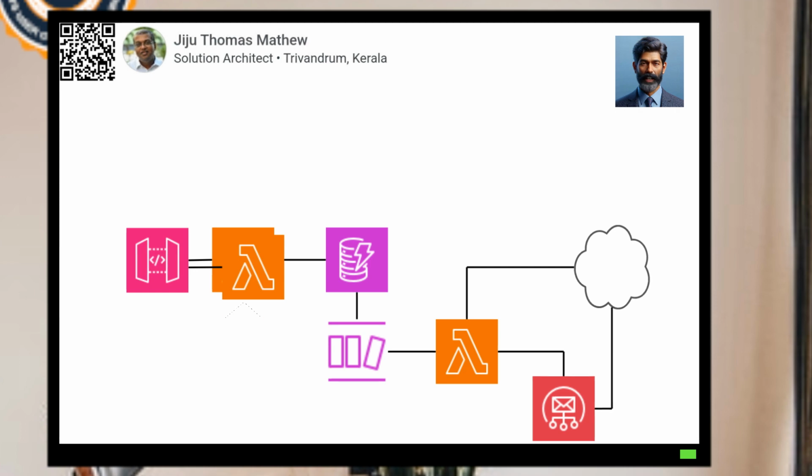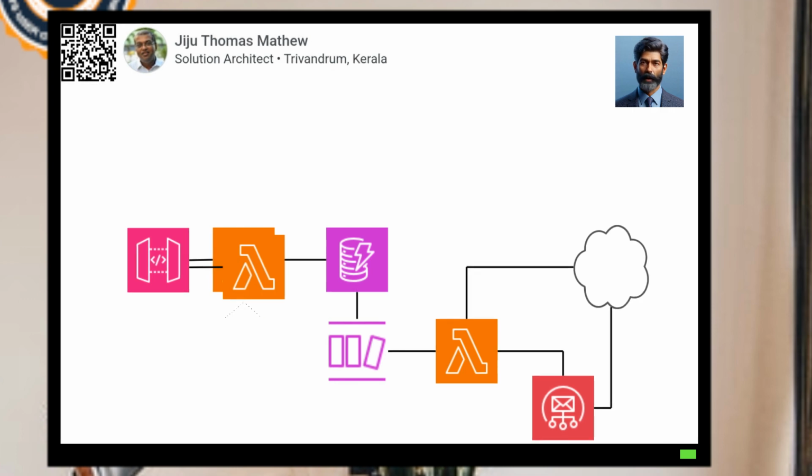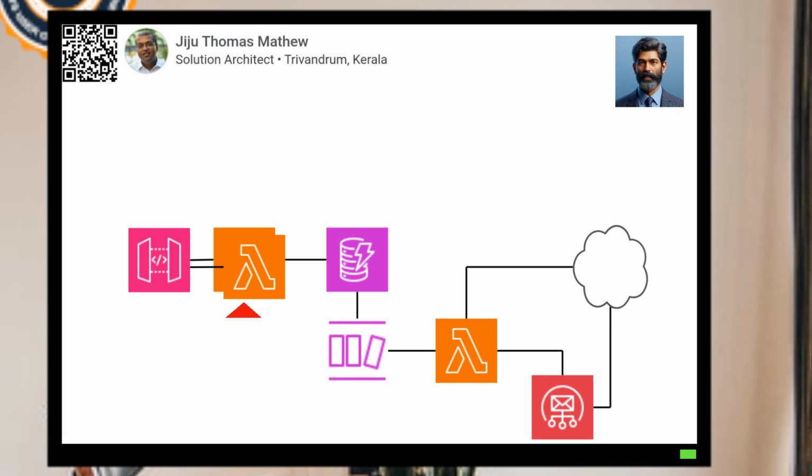This Lambda function generates a random OTP, one-time password, and saves it to DynamoDB along with the user's email or mobile number as the primary key. It sets a TTL, time to live, attribute on the DynamoDB item to ensure the OTP expires after a specified duration.